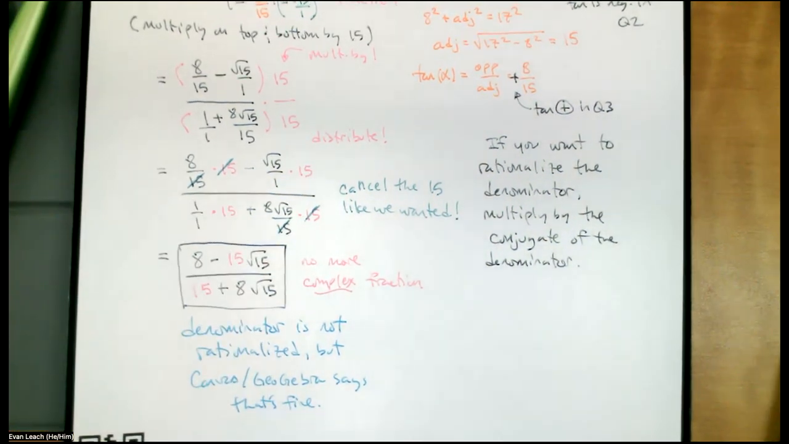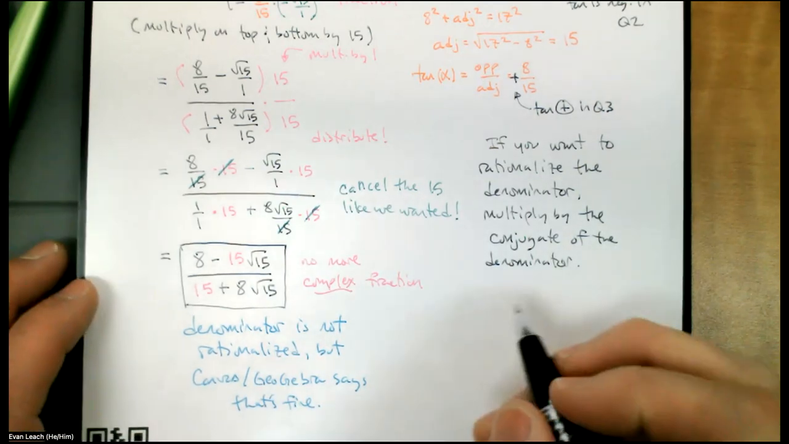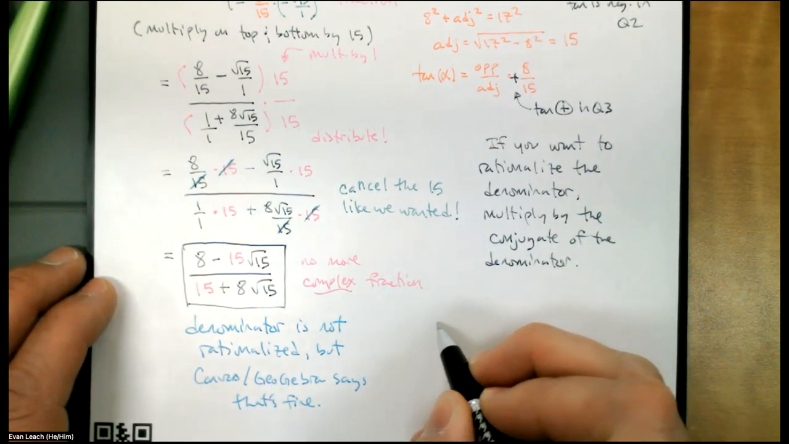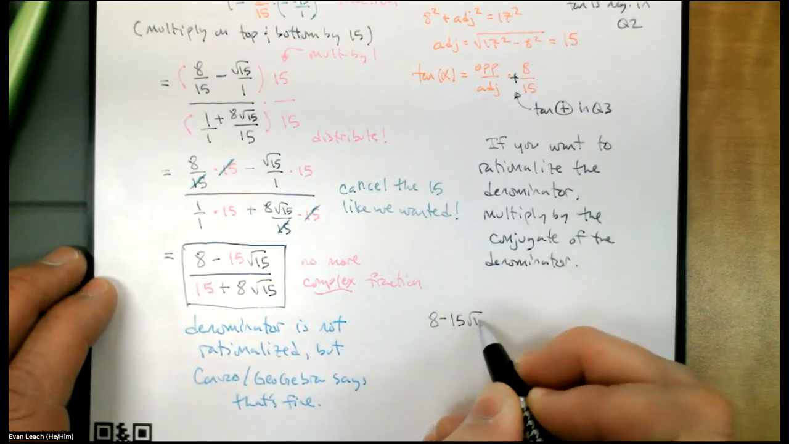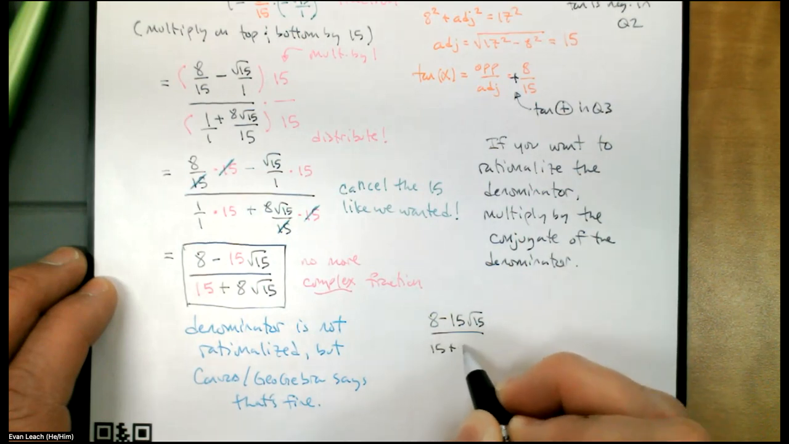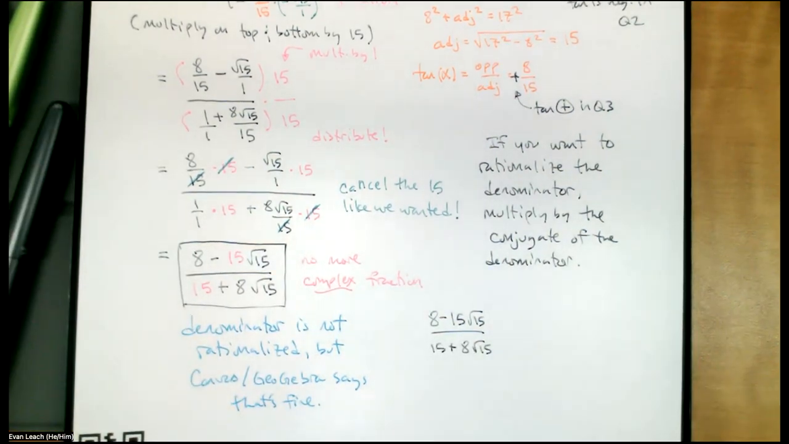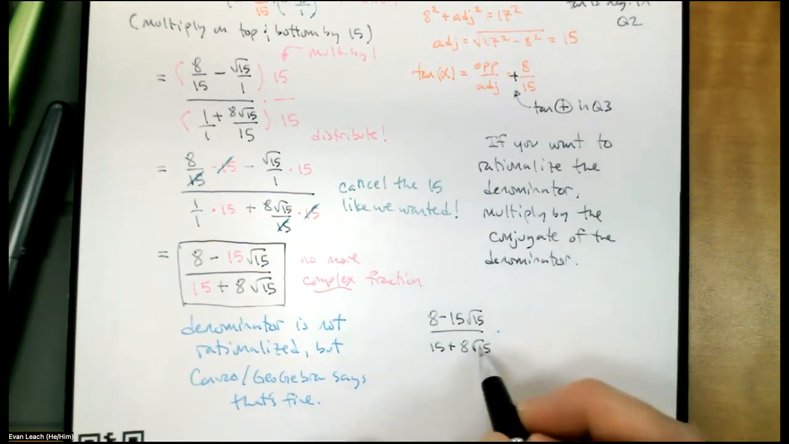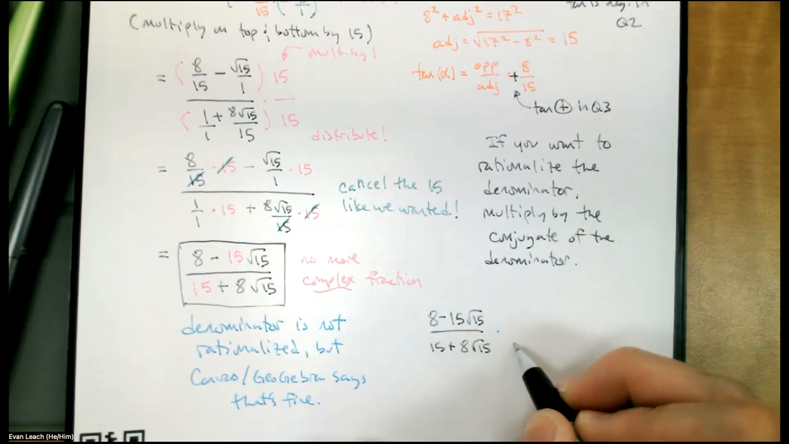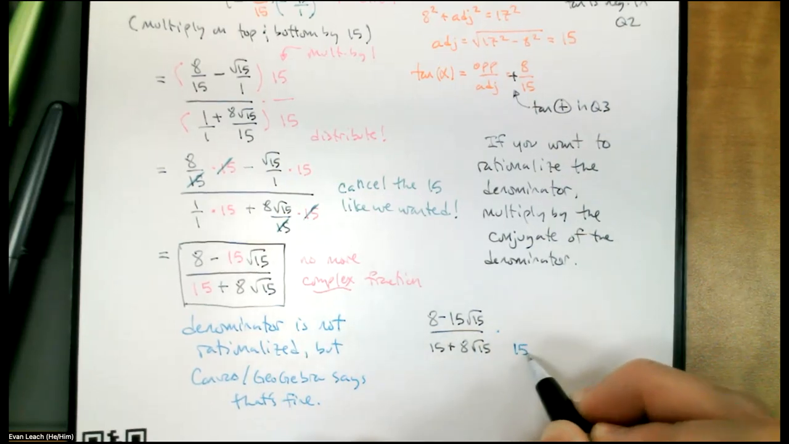If you want to rationalize the denominator, you would multiply by the conjugate of the denominator. Technically, you'd be multiplying by 1, but the form of the 1 needs to be the conjugate of the denominator. It just means change the sign in the middle. So you would take 8 minus 15 root 15 over 15 plus 8 root 15. You can actually rationalize the numerator, but no one ever asks you to do that. But because there are 2 terms down here, you would have to multiply by not just the square root of 15, but the conjugate, which just means change the sign in the middle.